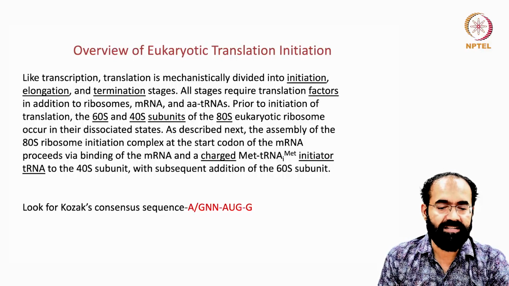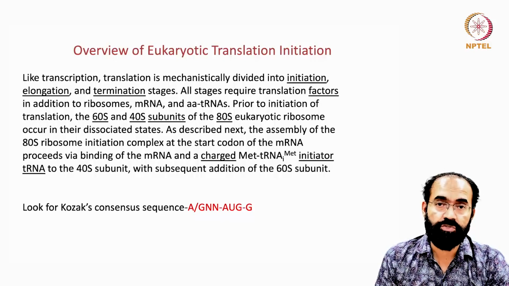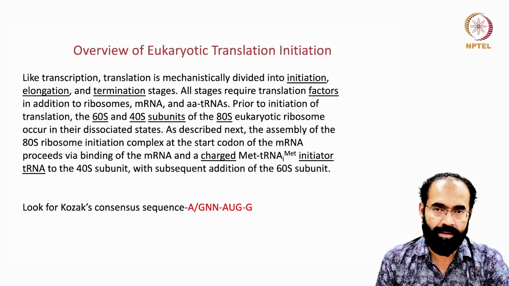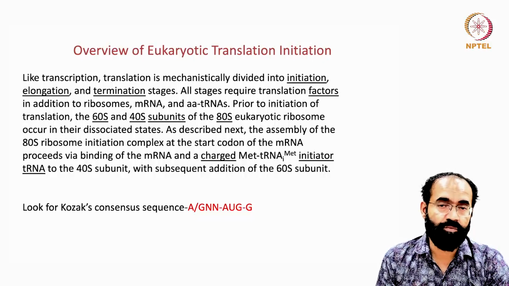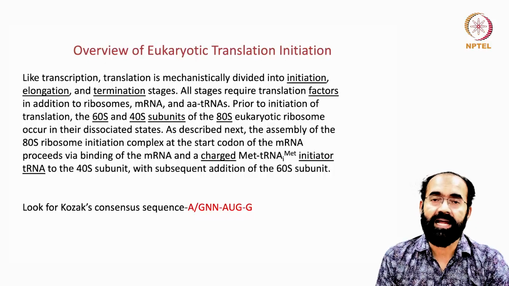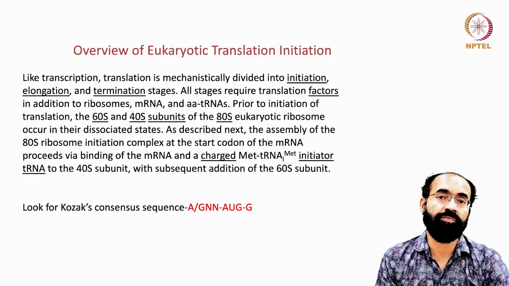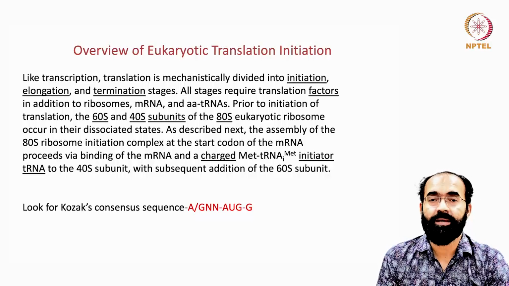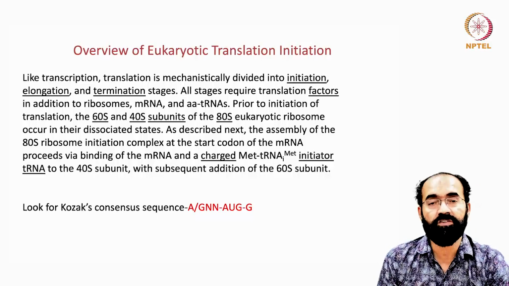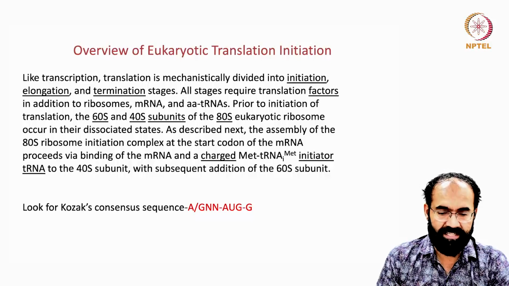Prior to the initiation of translation, the 60S subunit and the 40S subunit, which together constitute the 80S ribosome of the eukaryotic ribosome machinery, remain in a dissociated state. You will not find a 60S and 40S assembly in the absence of an mRNA. 60S will be separate, 40S will be separate, and they remain dissociated. They assemble because of an mRNA available for translation.